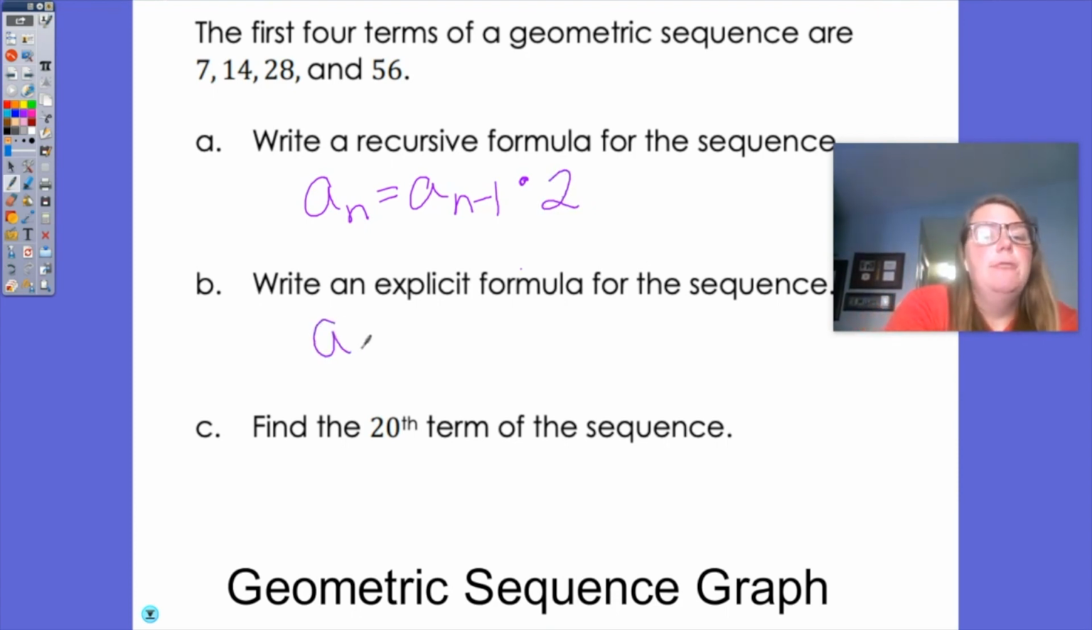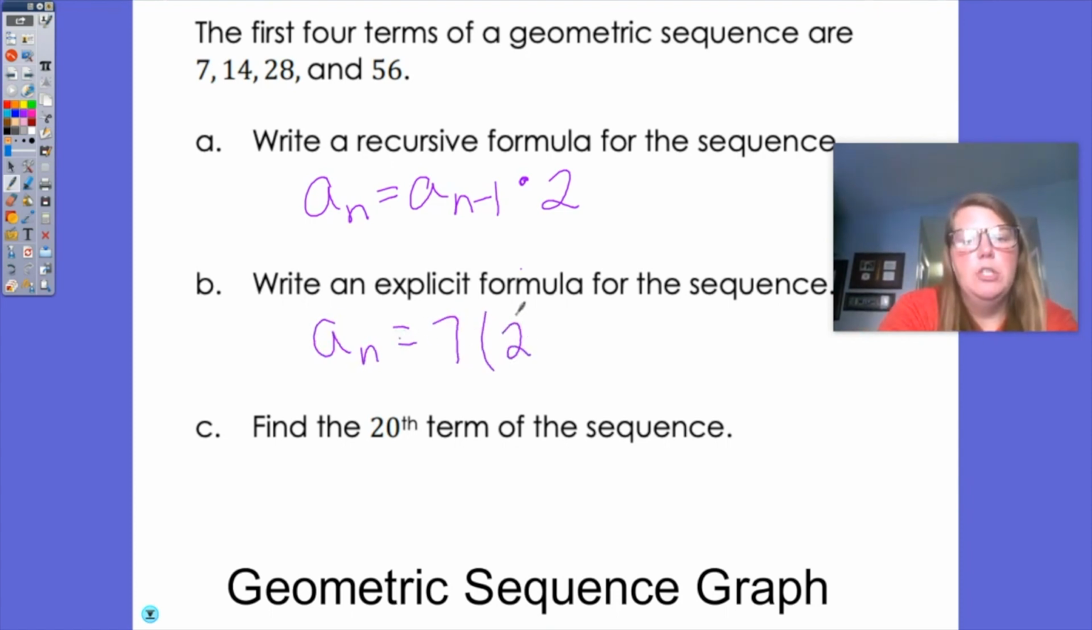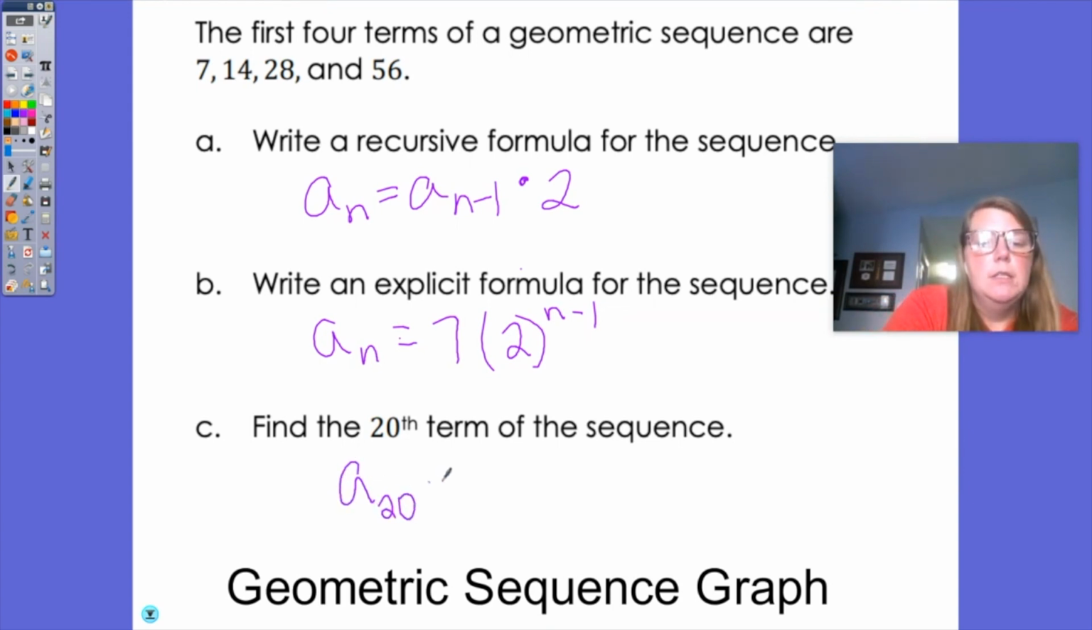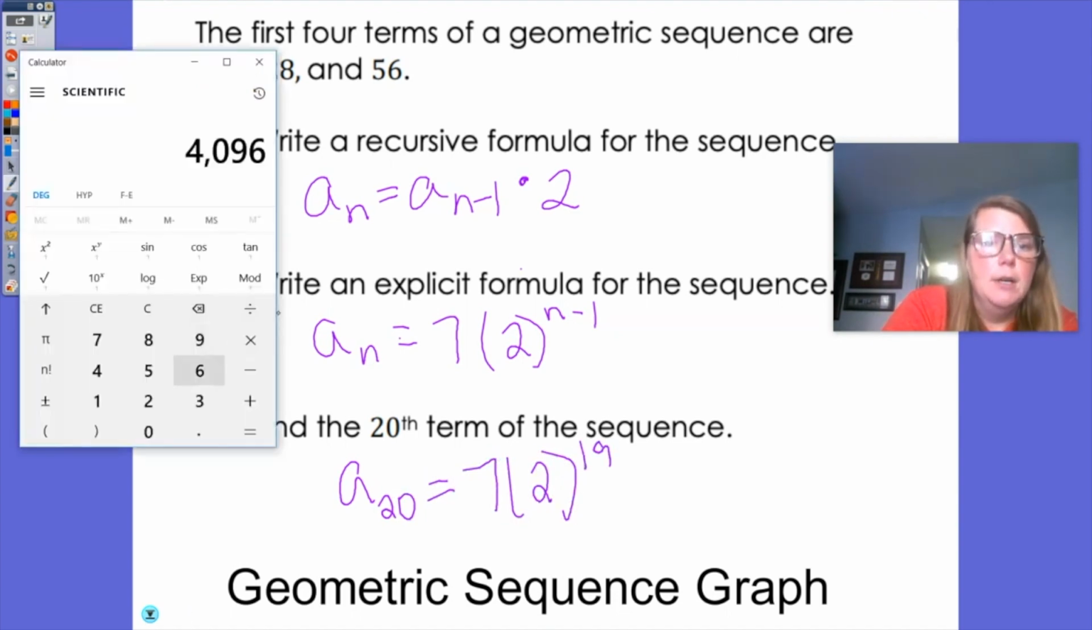Remember the explicit formula: we take the first term, which is 7, and we multiply it by our common ratio, which is 2, and we're raising that to the n minus 1 power. And this would like us to find the 20th term of the sequence. So 7 times 2, 20 minus 1 would be to the 19th power here.